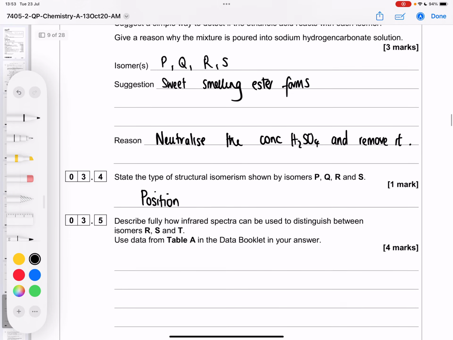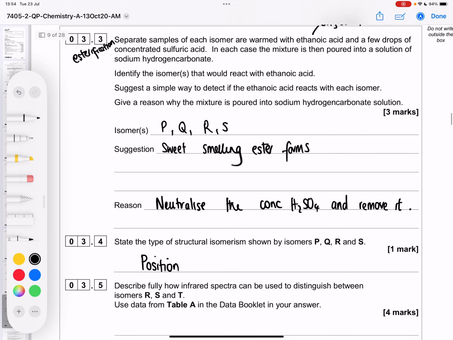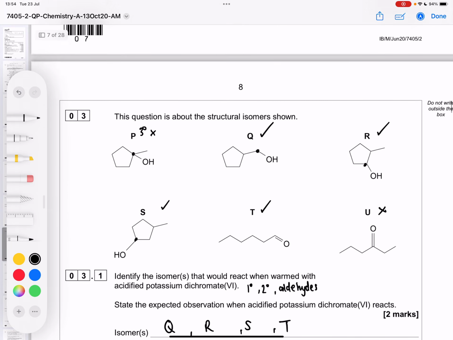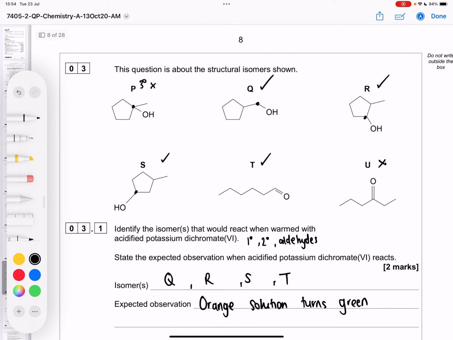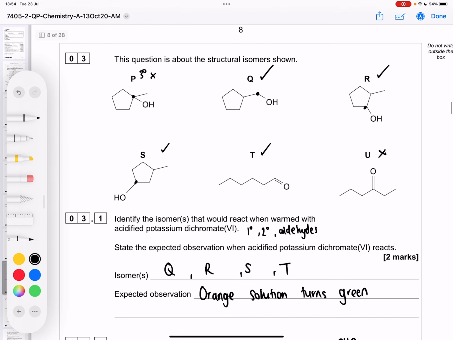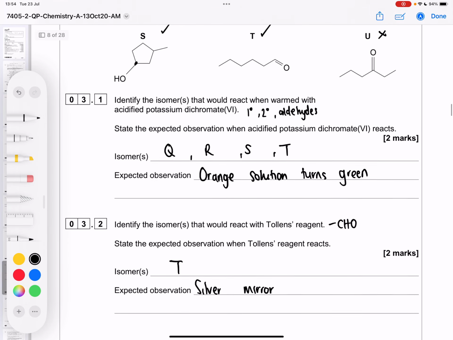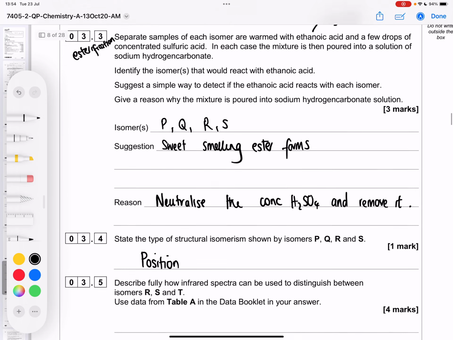Describe fully how infrared can be used to distinguish between R, S and T. Use data from Table A in the data book. So Table A is our infrared data. And if we look at R and S, they are both alcohols, so would both have the same alcohol OH peak, which we can write down the values for from Table A. But T is different because T is an aldehyde and so would have a completely different characteristic absorption.